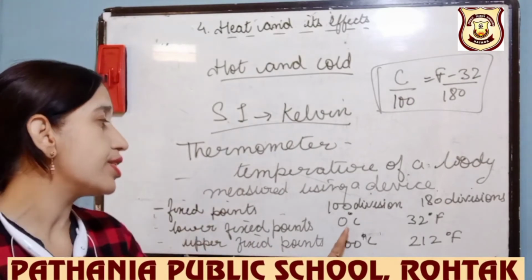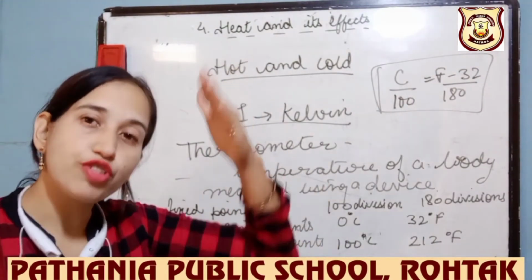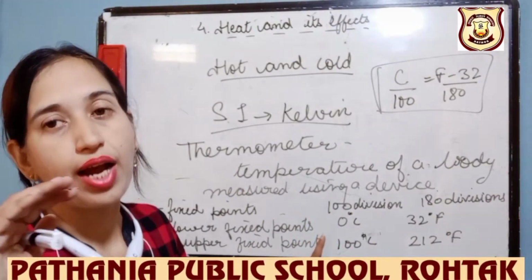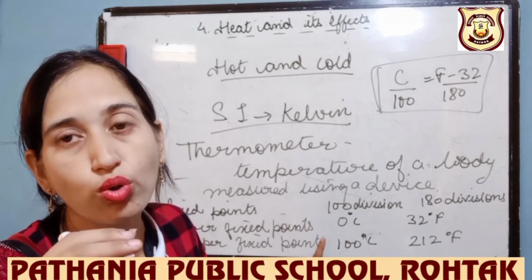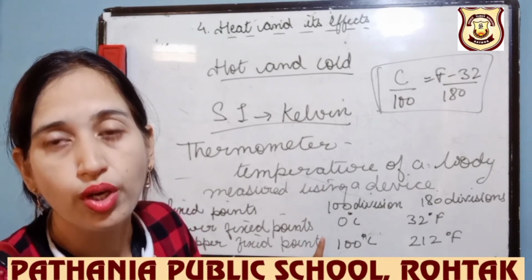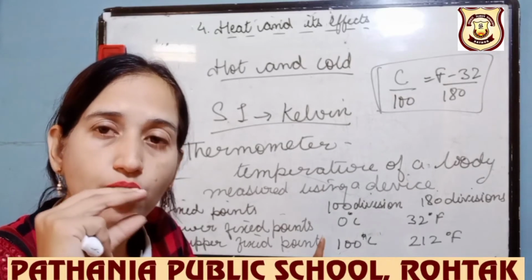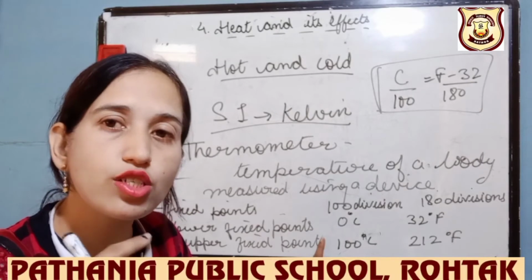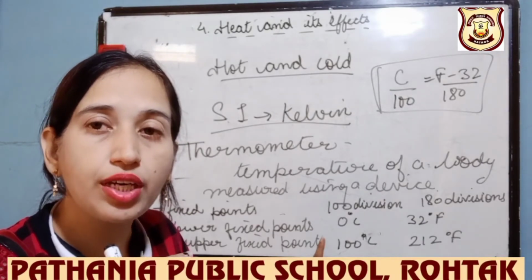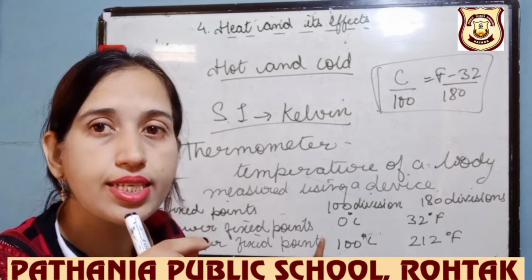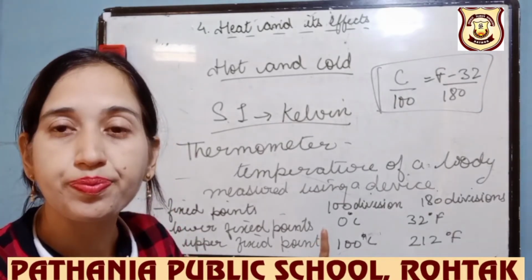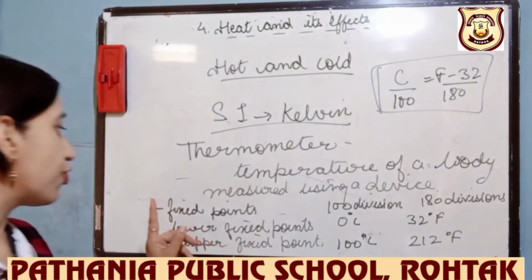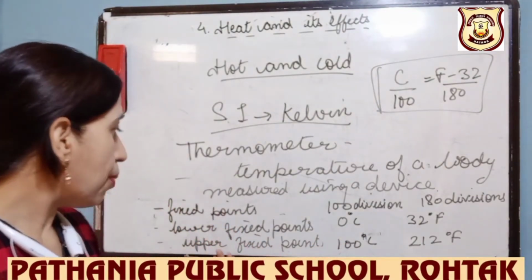In the lower fixed point, 0 degrees Celsius is there. 100 divisions are there on the scale. 0 degrees Celsius is the lower fixed point. See beta, at 0 degrees Celsius, when we go to minus 1, minus 2, water will start freezing. This is the freezing point also, and this is the melting point also. That means if we increase the temperature from 0 degrees Celsius, then what will happen? It will start melting.